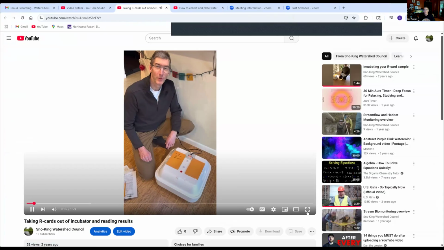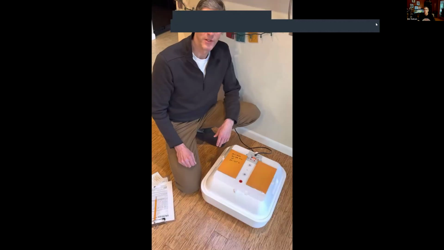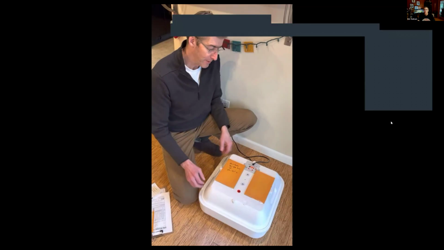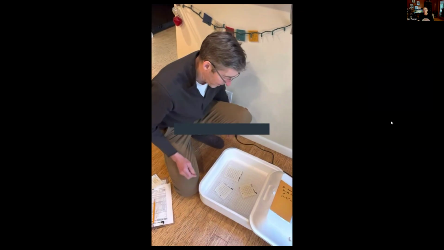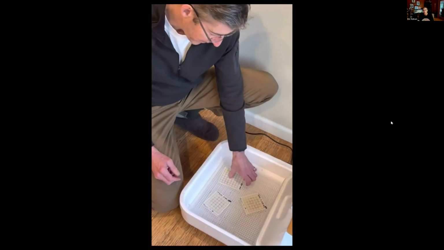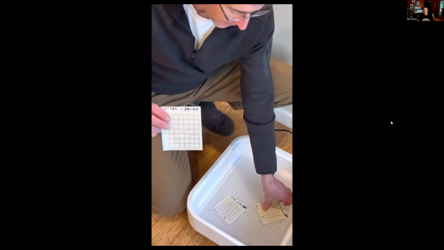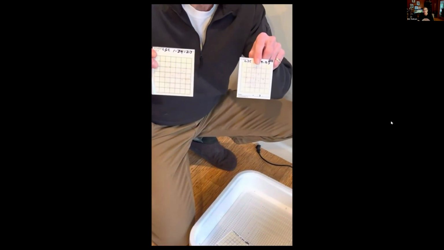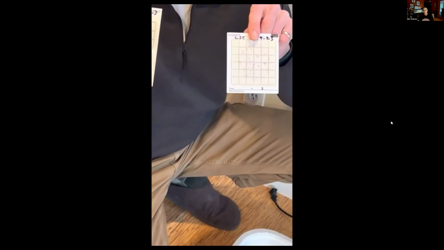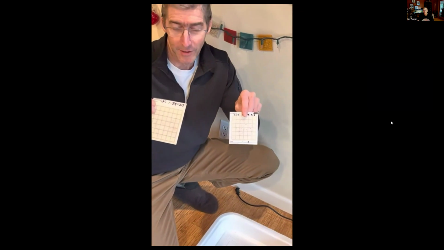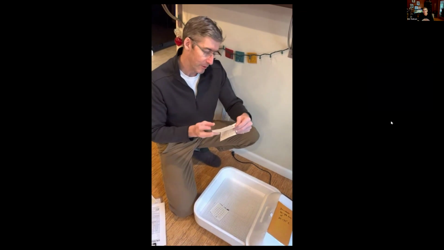Okay, so now 24 hours have passed since we first put this in the incubator. So now we're going to open up the incubator and see what we find. Looking at our cards, what we find is that we do not have any dark blue dots. We just have pink, which means that we did not find any E. coli. Unfortunately, this is a cold and clear period without a lot of bacteria, so it's good from a bacteria standpoint, but not necessarily from an R card training standpoint.